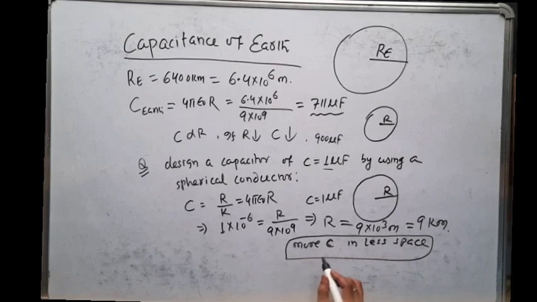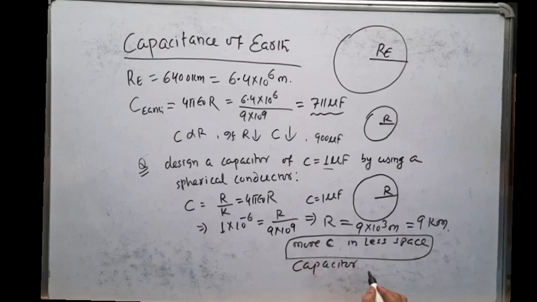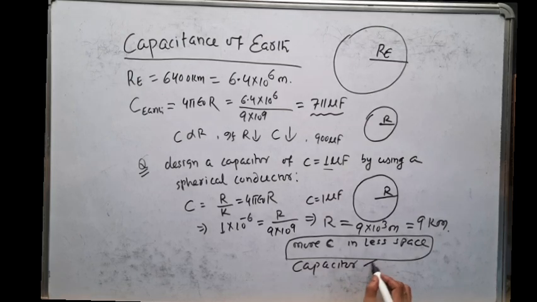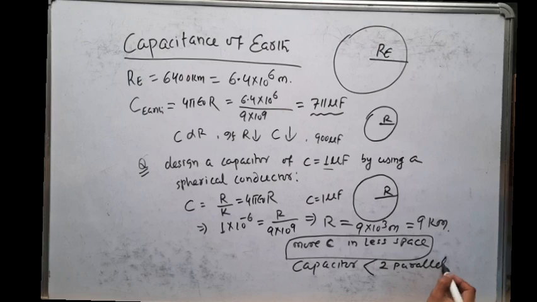So that is the original capacitor. Original capacitor means we have to arrange in such a way that in less space we will get more capacitance. For that we have to use two parallel plates.